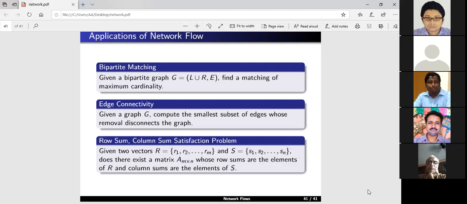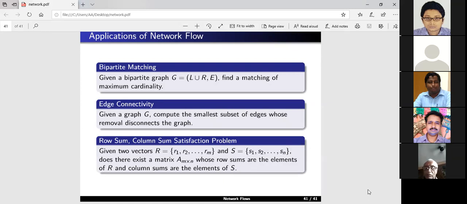Compute the smallest subset of edges whose removal disconnects the graph. That can be solved as a network flow problem. Row sum, column sum satisfaction problem. So given two vectors, does there exist a matrix whose row sums are the elements of R and the column sums are the elements of S? Again, this can be mapped into a network flow problem.